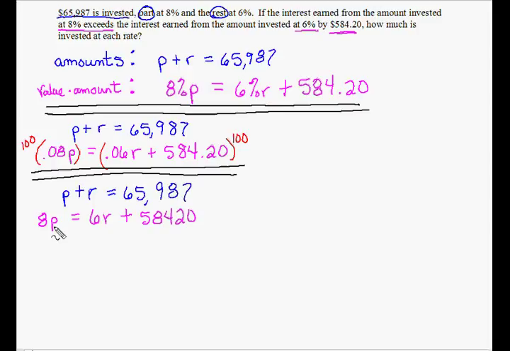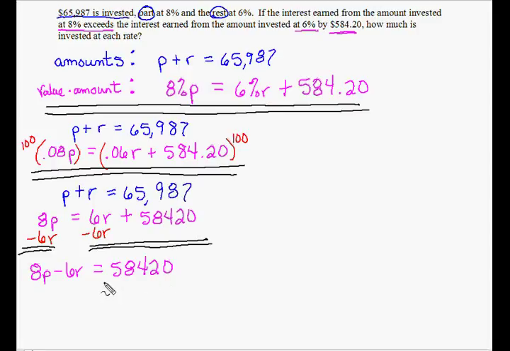Let's put all the p's and r's on the same side of the equation. We do that by adding a negative 6r to both sides of the equation. 8p minus 6r equals 58,420. And we still have our first equation, p plus r equals 65,987. But in order still to make a p or an r go away, we're going to have to do some multiplying. Let's multiply the second equation, which used to be the first equation, by 6 on both sides.